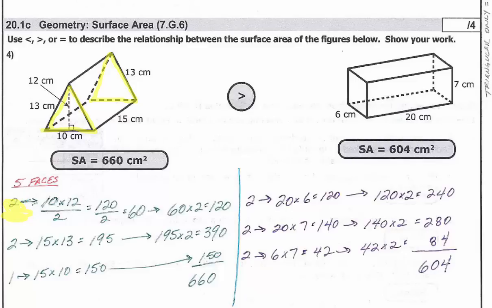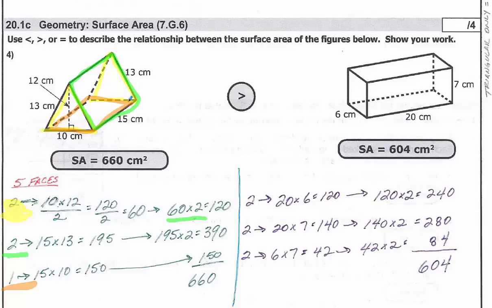Then we have this face on the bottom. There it is. And finally, we have this side and one more just like it. There it is. And then we go through and we find the surface area by getting the area of each face. So for the triangle at the end, 10 times 12 divided by 2 equals 120 divided by 2 equals 60. There are 2 of those, so we have to do 60 times 2.